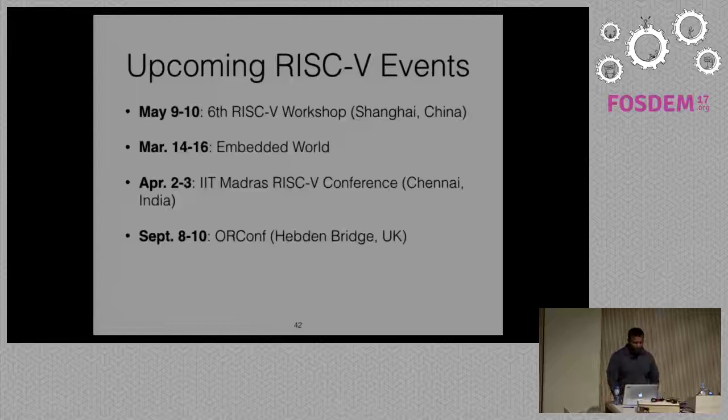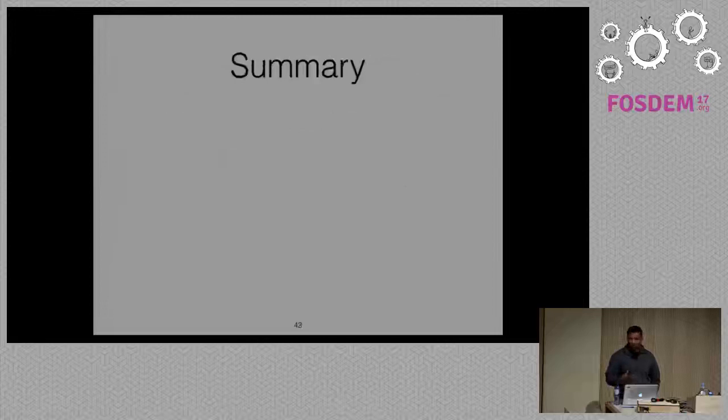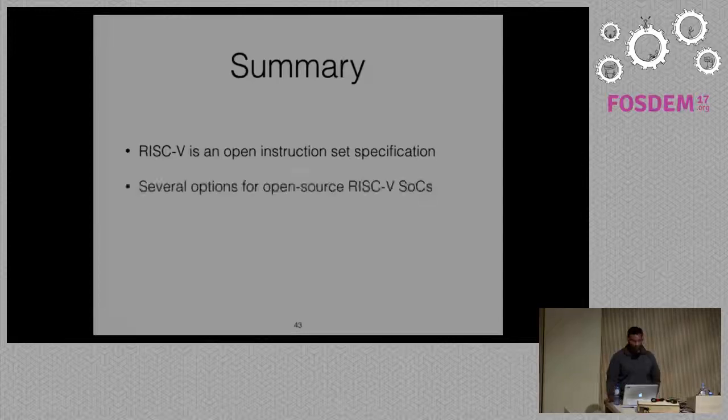So in summary, RISC-V is an open instruction set specification. You can grab it, you can build proprietary cores, you can build open source cores. You don't have to worry about getting sued, which is good. And because it's an open instruction set specification, there are a lot of open source cores available. So there are several options. I talked about Rocket and LowRISC. There are a number of other options available as well. I just highlighted a few of them.